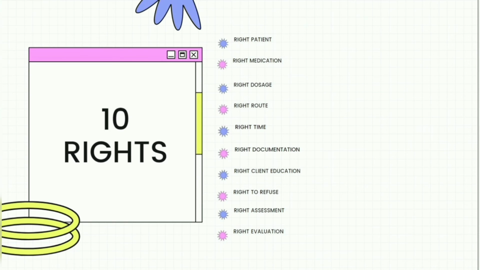The 10 rights of drug administration include: first, right patient. Ask the name of the client and check his or her ID band before giving the medication. Even if you know the patient's name, you still need to ask just to verify.